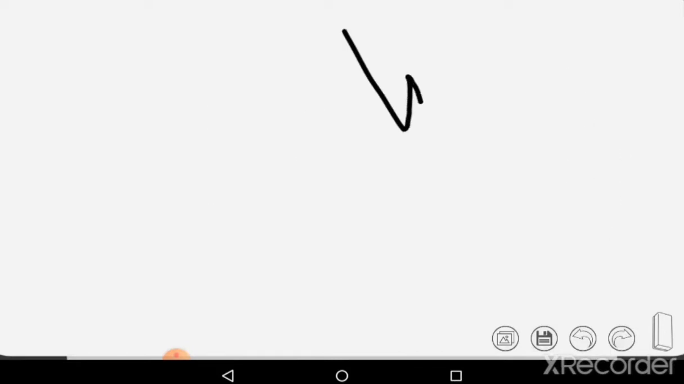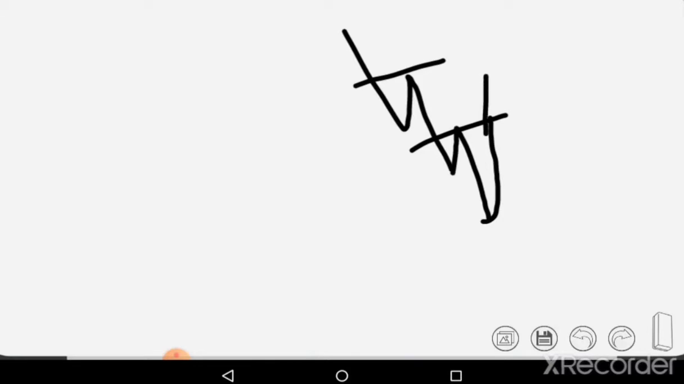Down, pull back, down. This is your last point of structure. Pull back, down, your last point of structure. If it touches this point and breaks above, sorry, then your structure to the downside has now been broken. You're going in the opposite direction.